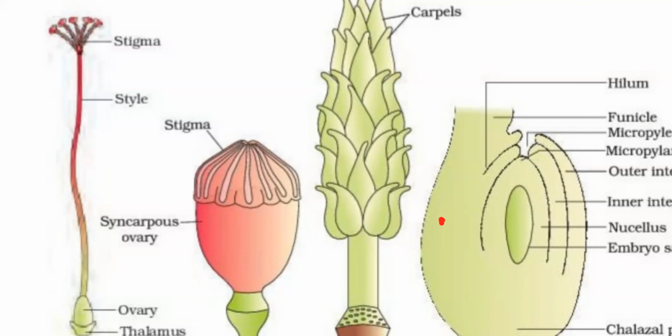Based on the number of carpels, there are two possibilities in gynoecium. First possibility with example: monocarpellary, with example pea. And when you have more than one carpel, the setup is called the multicarpellary condition.